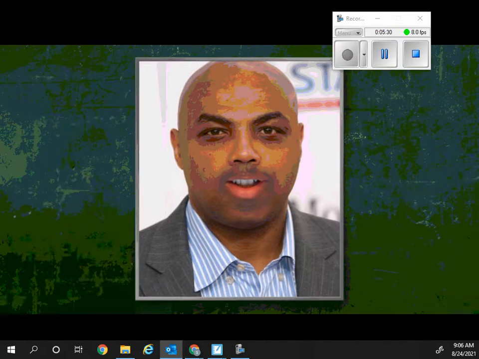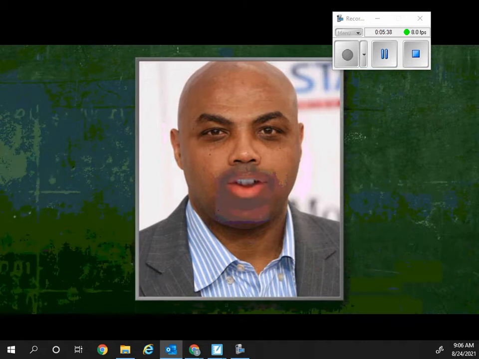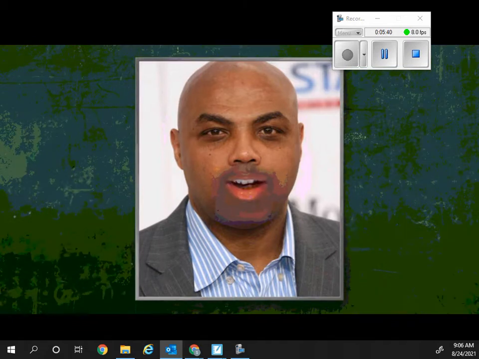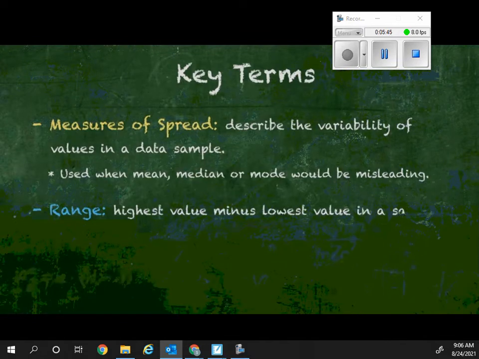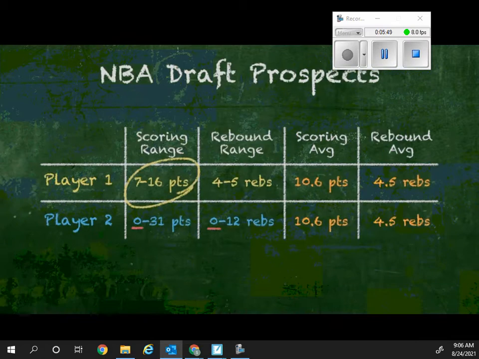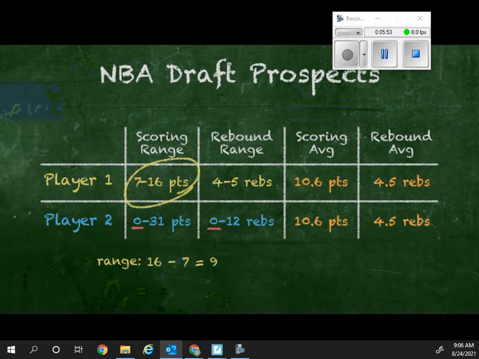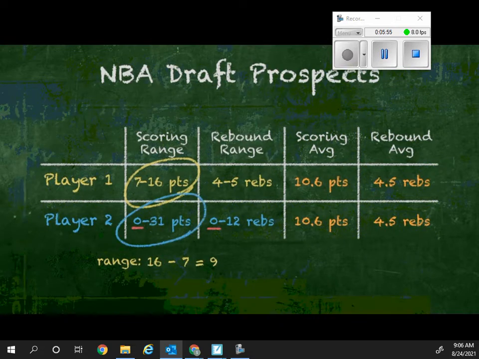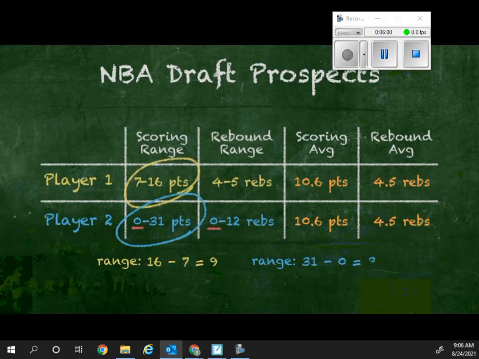To discover these critical differences, we need to use a different type of measurement, specifically a measure of how spread out the data are. First one I need to mention is range, or the difference between the highest and lowest value in the sample. In our hypothetical, a more consistent player has a range of 9 points per game, 16 minus 7, while our inconsistent player has a range of 31 points per game, 31 minus 0.